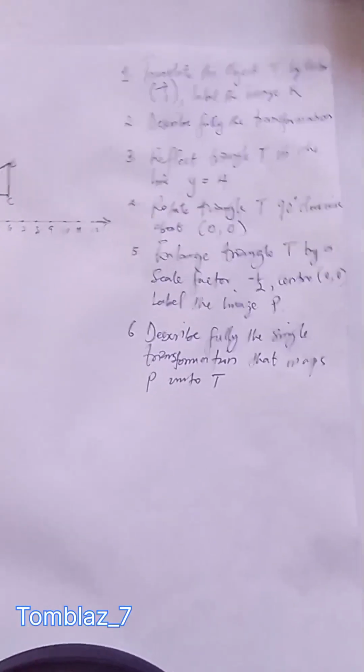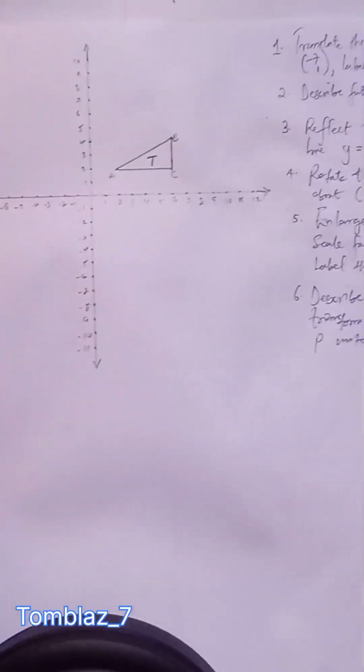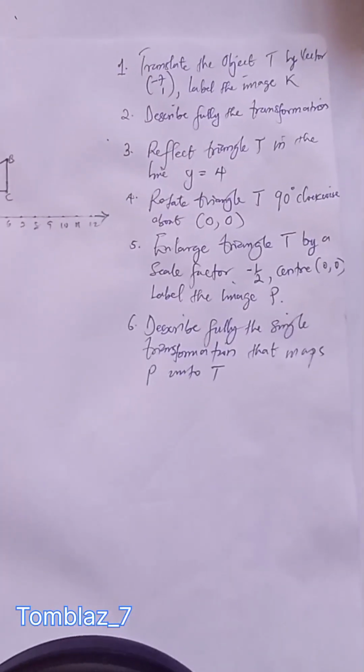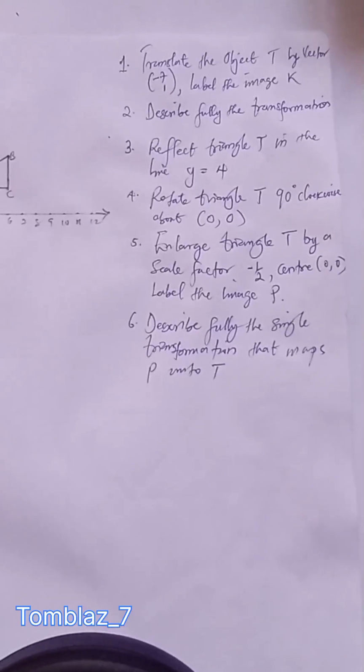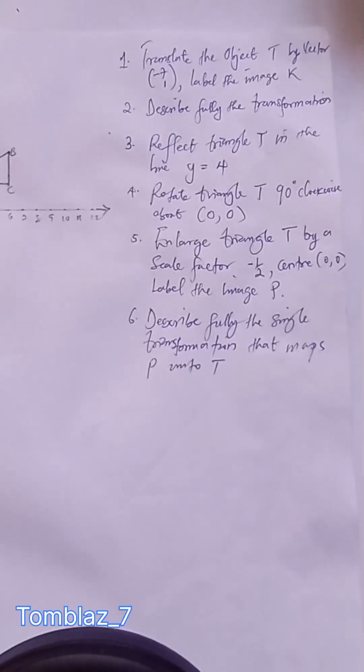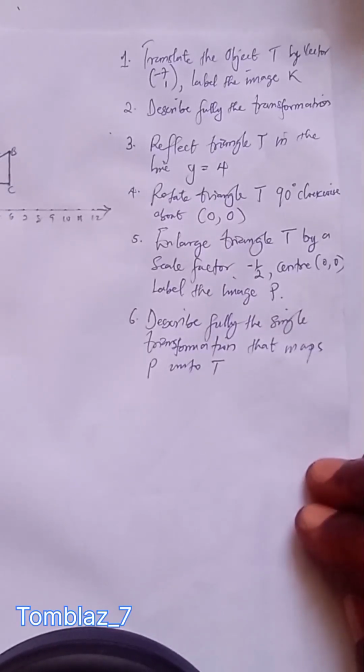I have this question on transformation. So this is the triangle. The question said we should translate the object T by vector -7 and 1. Then we should label the image K.